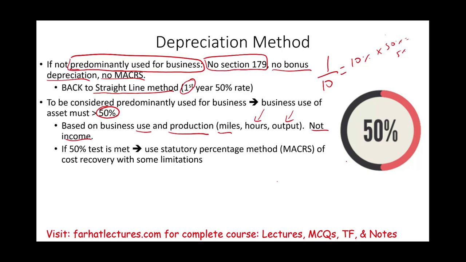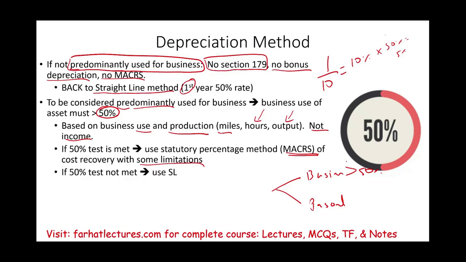Because remember, any asset will have to be split between business use and personal use. If the business use is more than 50%, it's predominantly business use, mainly business use. If that's the case, then we can use MACRS with some limitation. We'll talk about the limitation later, which is the percentage of use. And for vehicles, we have other limitations.